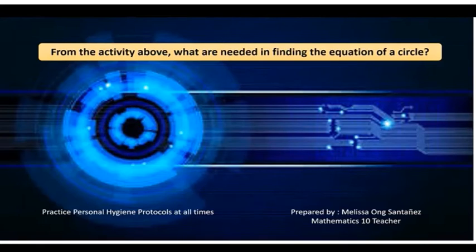Now, I have here the following question just for you, just as a guide. From the activity that we did on the previous slide, what are needed in finding the equation of a circle?